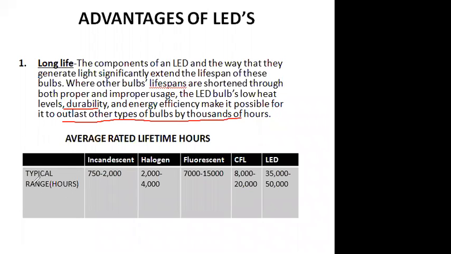See the typical range in hours and average rated lifetime hours for each lamp type. This is in hours. In case of an incandescent lamp, the lifetime is 750 to 2000. In case of halogen, 2000 to 4000 hours. In case of fluorescent, it may vary from 7000 to 15,000 hours. In case of CFL, this is 8,000 to 20,000 hours.